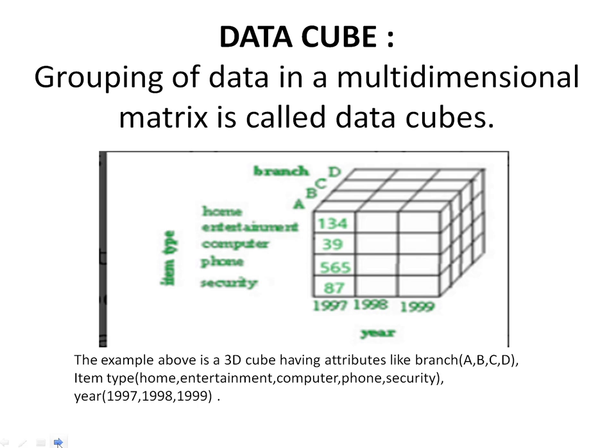And the data cube, we have that structure. The format for that cube contains item sets, branches, and years. And the branches in the years 1997, 1998, 1999.